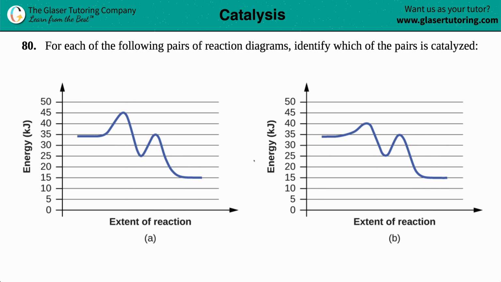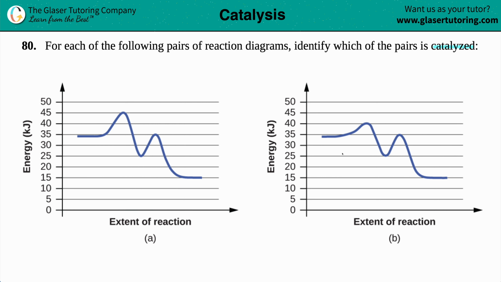Number 80. For each of the following pairs of reaction diagrams, identify which of the pairs is catalyzed. Okay, so we have one pair here. We have letter A, which is this reaction diagram, and then we have letter B, which is this reaction diagram. From these diagrams, we have to figure out which one is catalyzed.